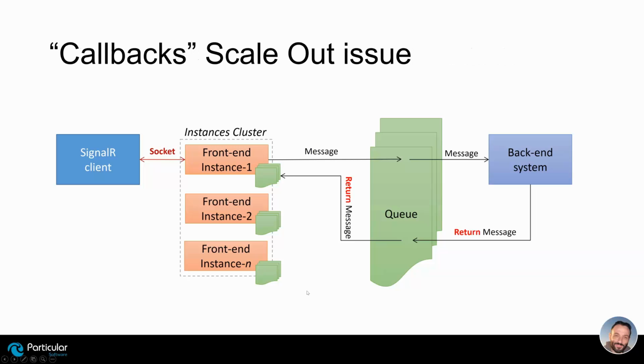But as Sean just said, we may encounter some scale-out issues, even with callbacks, because if we expect a reply to go back to exactly a specific instance, what may happen if that instance in the meantime dies?